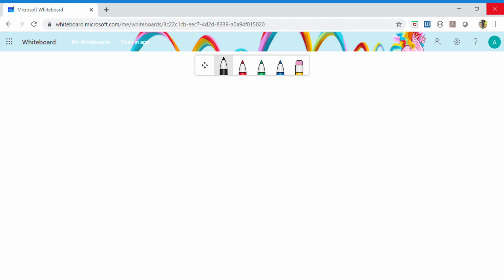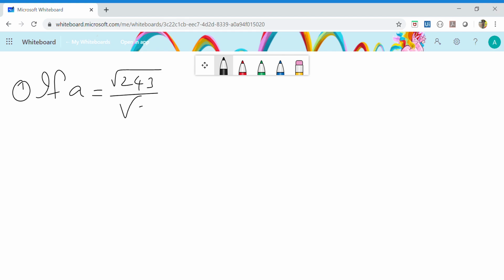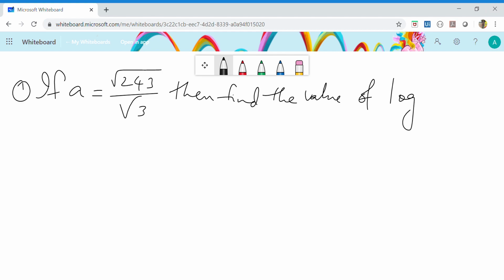So, first question. If a is equal to root 243 by root 3, then find the value of log a to the base 3.